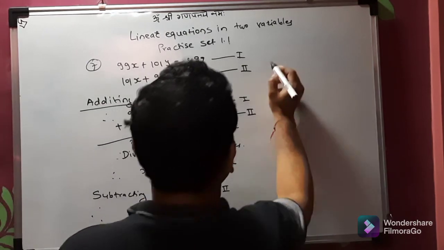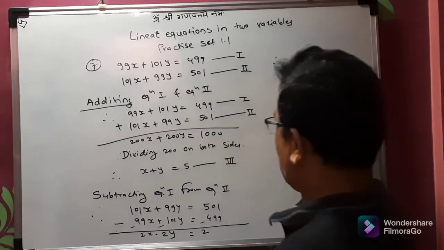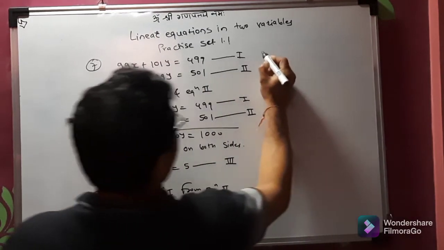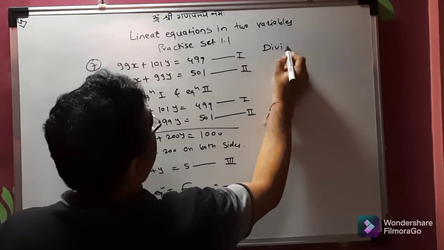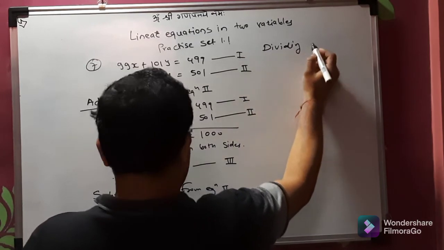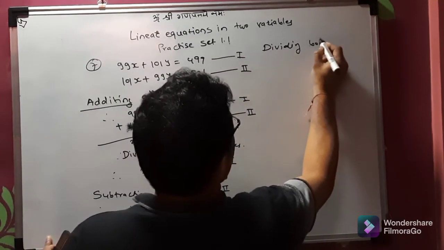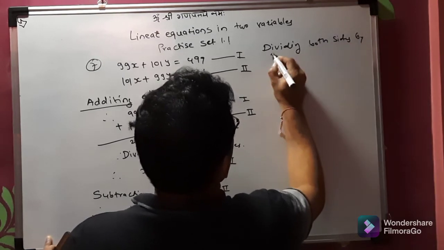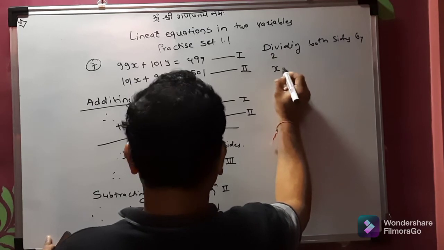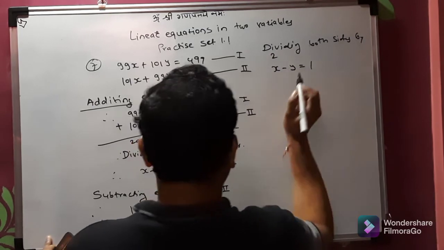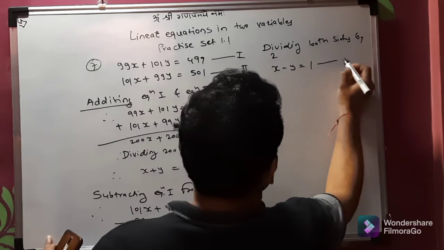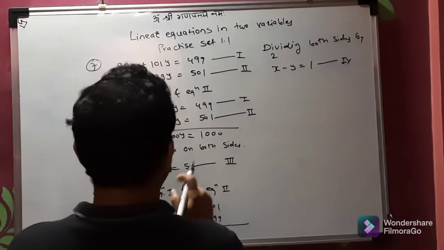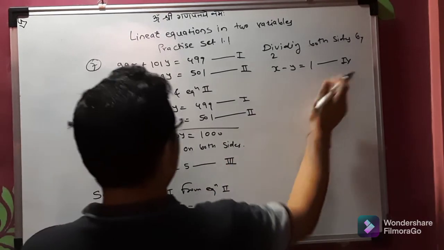So we'll simplify this problem again by, now what we will do? Dividing both sides by 2. So what will your answer be? x minus y is equal to 1. So this is equation number 4. Now what we will do? We will do one thing. We'll add this equation number 3 and 4.